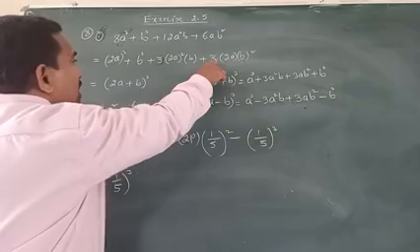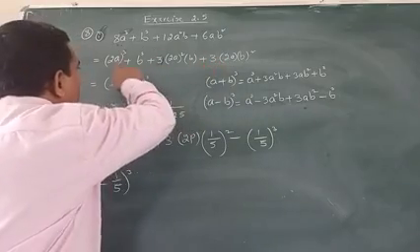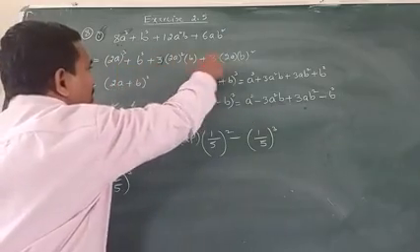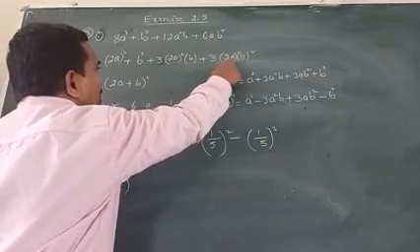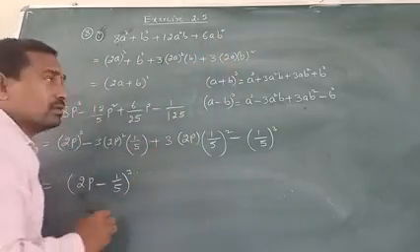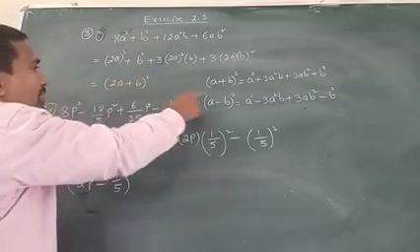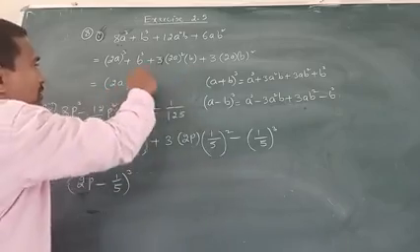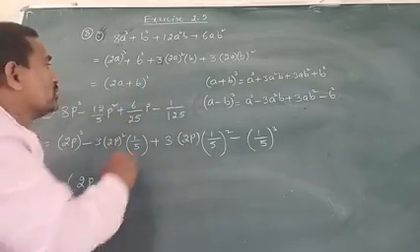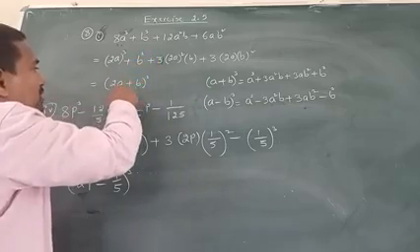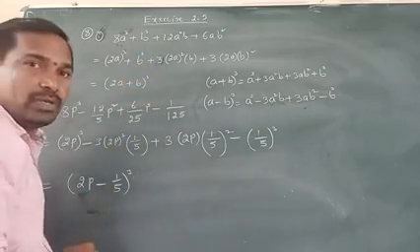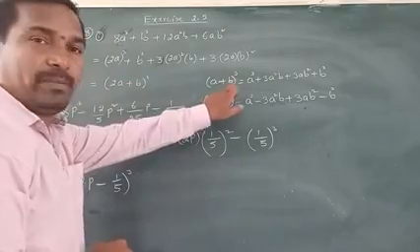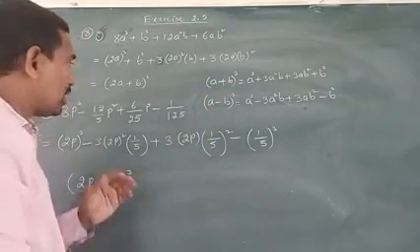So next 3ab square: 3 into a, 2a, b square. So 3 times 2 is 6, ab square. So this is in the form a plus b whole cube. What is a? 2a. What is b? b. So this can be written as 2a plus b whole cube using the identity a plus b whole cube.